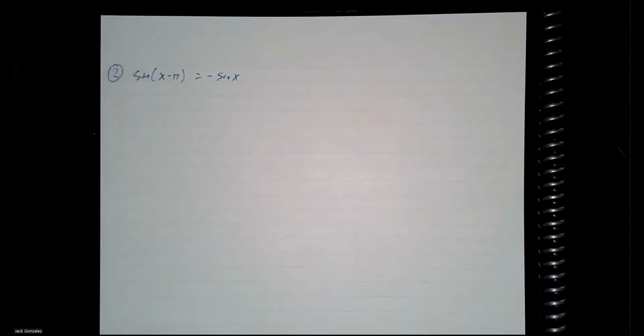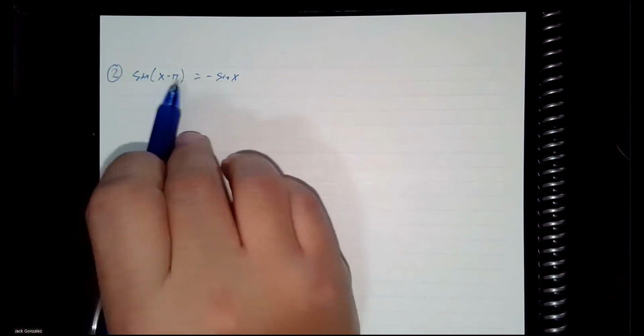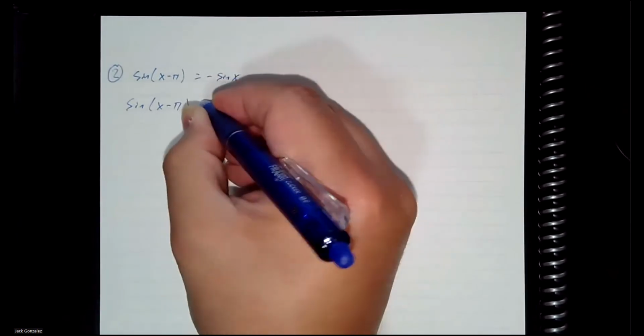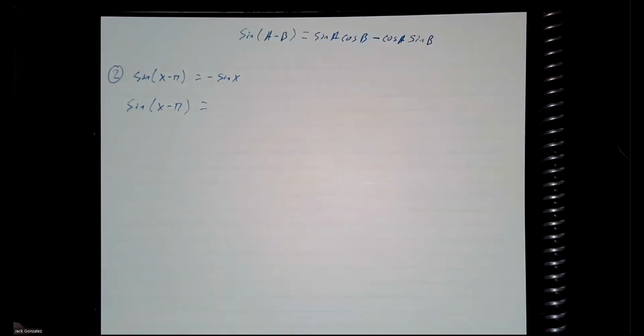All right, number two. Sine of x minus pi is equal to negative sine x. Obviously we'll start on the left because this looks like a difference of angles. We can use the sum and difference formula. Then we'll start right here and just apply your formula. Actually, I don't have that memorized. Let me find it. Okay, here it is.